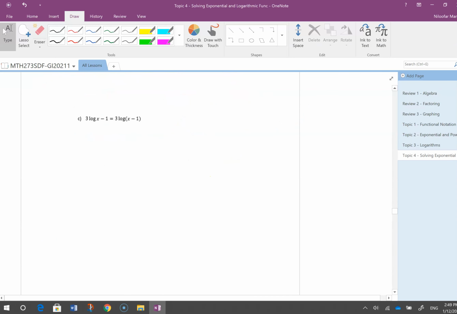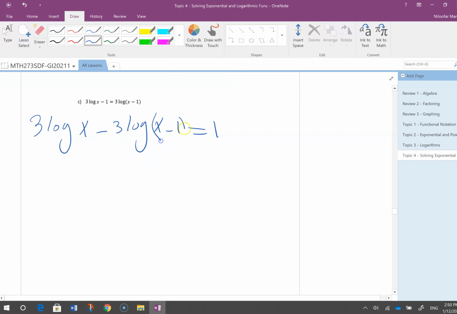Okay, we are done with that. So how about this one? Let's do this question. This question is a little bit tricky. I love it. That's nice. Okay, so I told you, have all the logs on one side. So, 3 log x minus 3 log (x minus 1) equals 1. I need brackets here, because it's inside of the logarithm. So I have that.